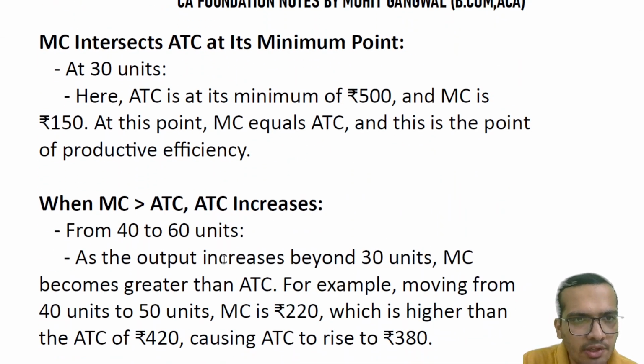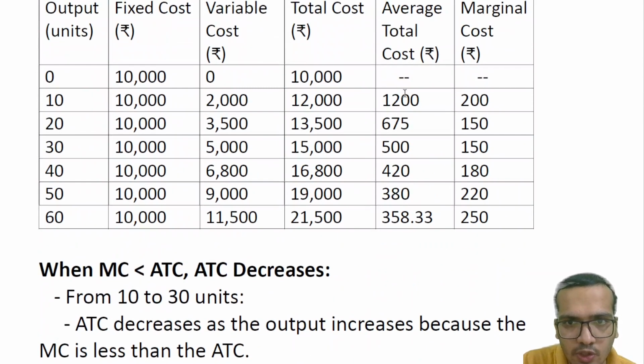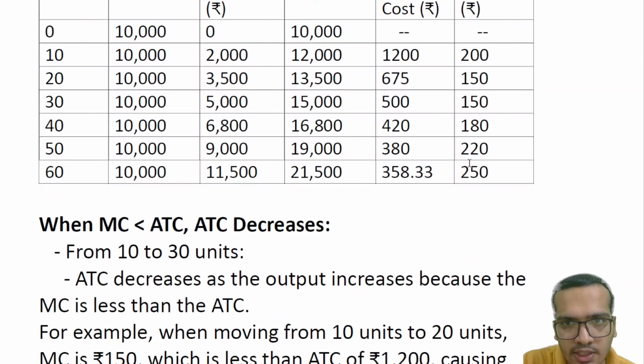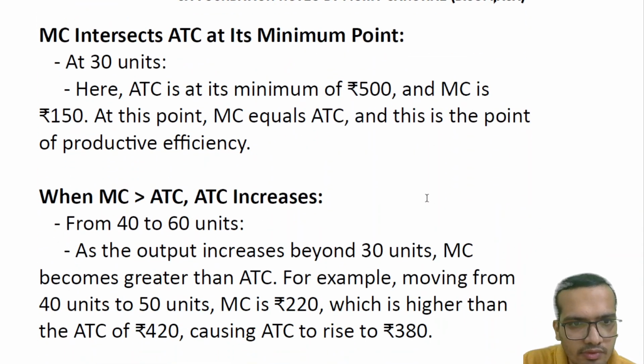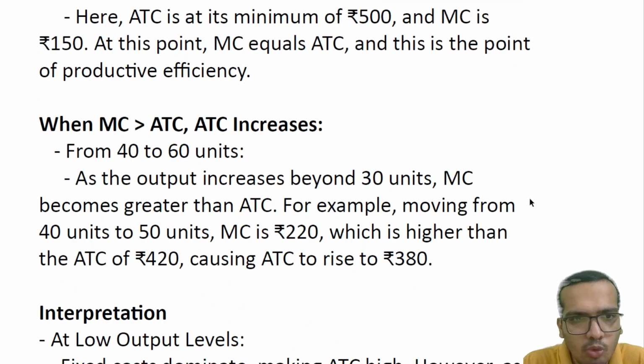Then comes the third point or third condition. When marginal cost is greater than average total cost, average total cost will increase. Earlier it was in a decreasing trend, so you can see there will be a fall, then it will slowly rise again. So from 40 to 60 units, as the output increases beyond 30 units, marginal cost becomes greater than average total cost. For example, moving from 40 units to 50 units, marginal cost is 220, which is higher than the average total cost of 420, causing average total cost to rise to 380.